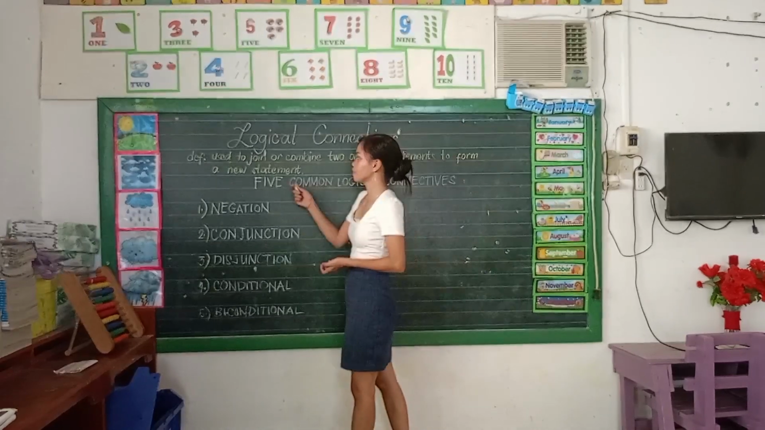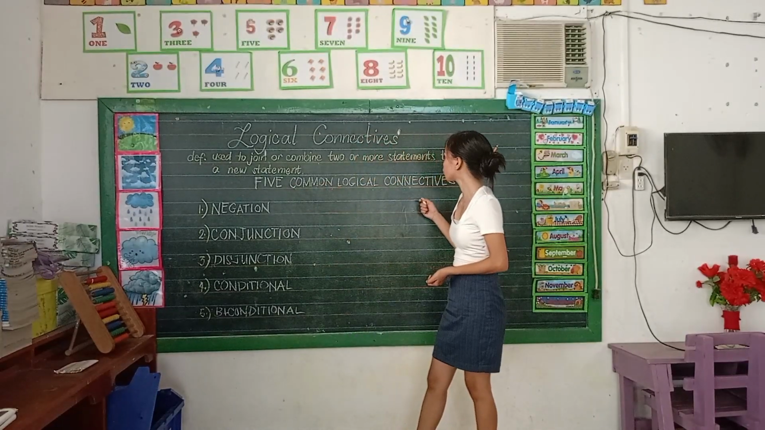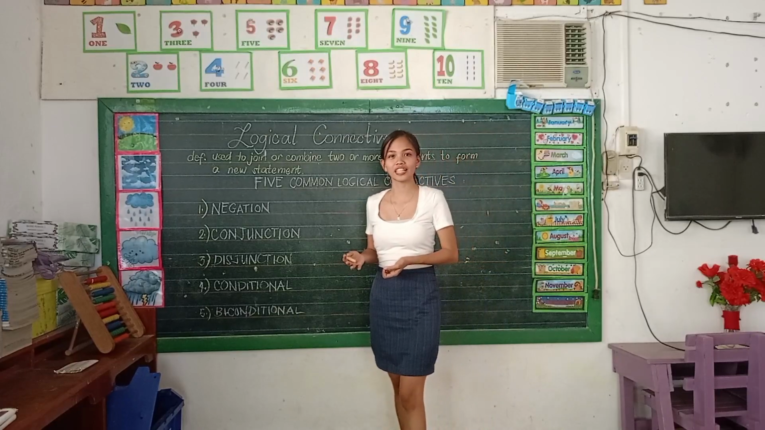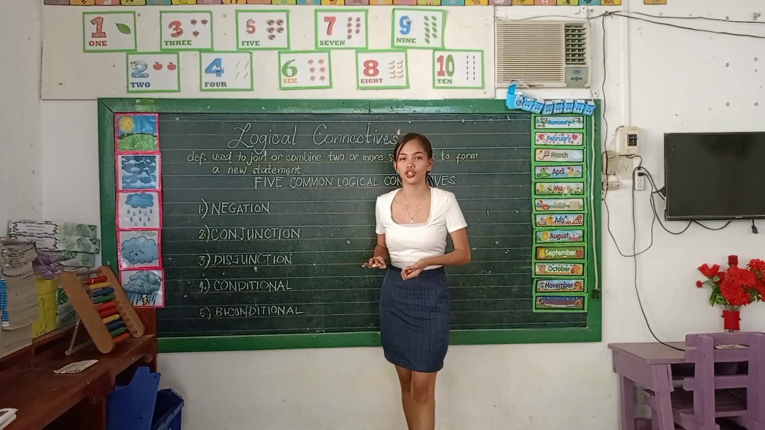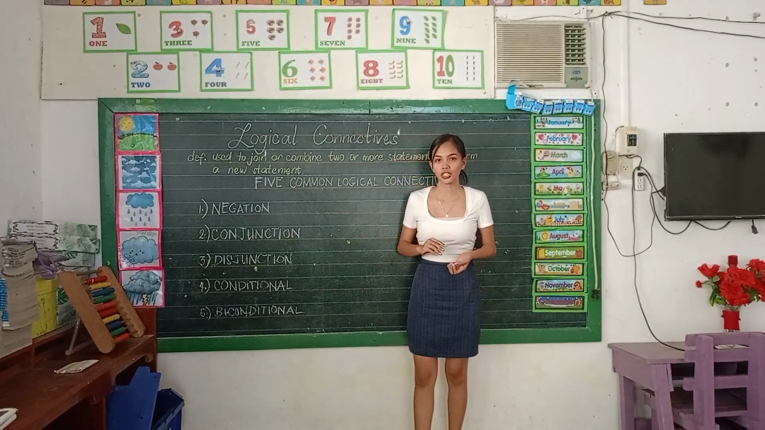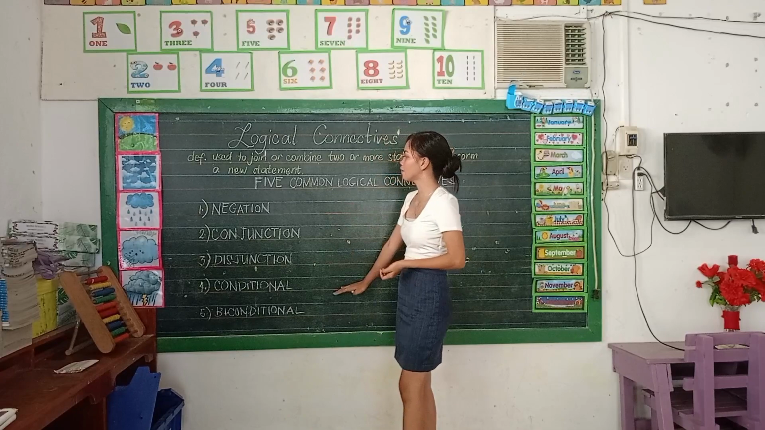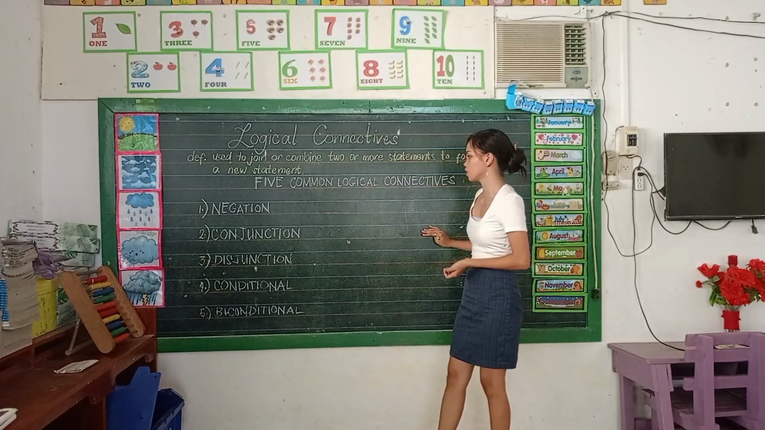Logical connectives are used to join or combine two or more statements to form a new statement. They are basically written as symbols that are used to combine two or more propositions to create new compound propositions. Here we have the five common logical connectives.